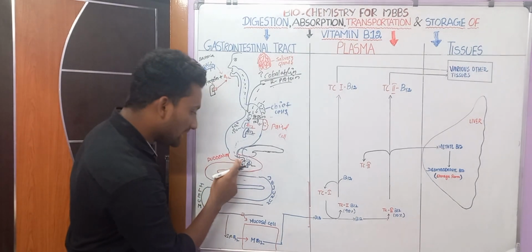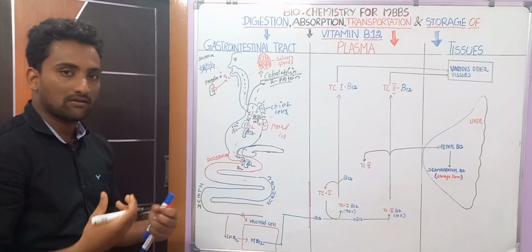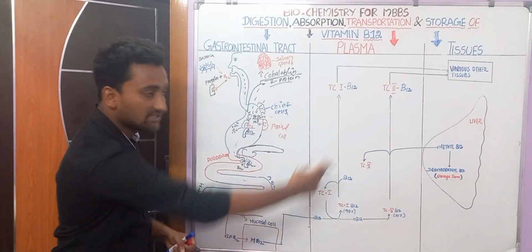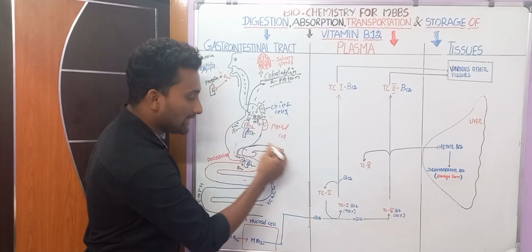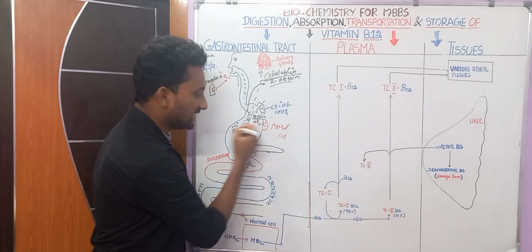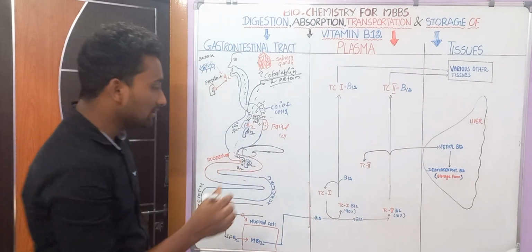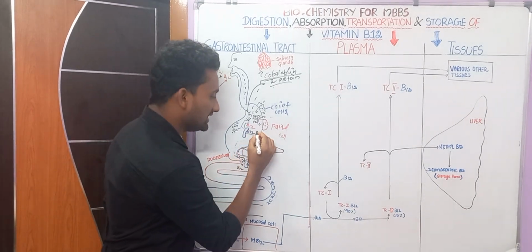Now alone, B12 needs one other binder to reach the destination. So now B12 is alone. What happens now? I already told you about the parietal cell which secretes HCl. Not only HCl, now remember the parietal cell secretes one other protein called IF, intrinsic factor.